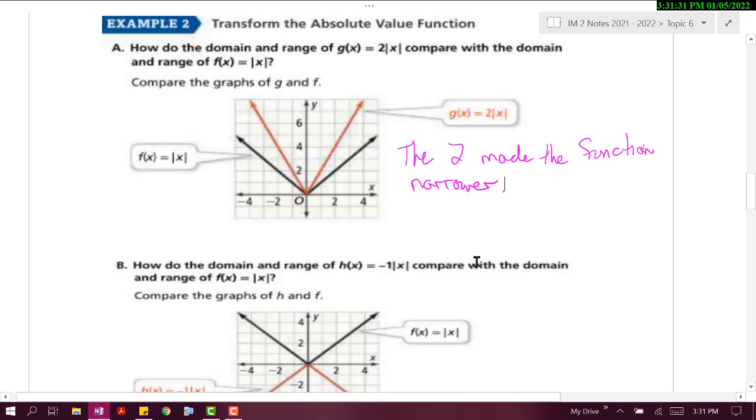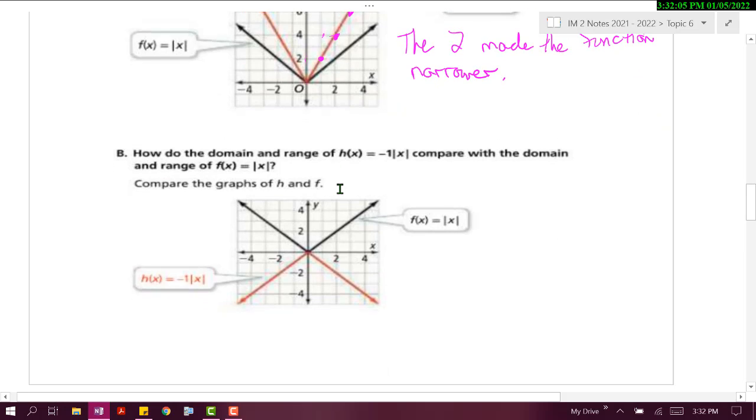Now, last unit, when we were looking at our quadratics, A was kind of like slope. In this case, A is the slope. So here, g of x equals 2 times x. 2 is our A. So from the origin, up 2 over 1. Up 2 over 1. So absolute value functions are really two lines put together.